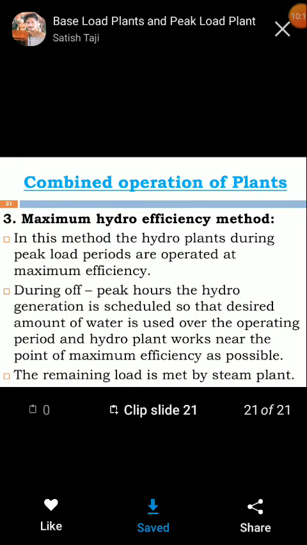Maximum hydro efficiency method. In this method, the hydro plant during peak load periods is operated at maximum efficiency. During off peak hours, the hydro generation is scheduled so that the desired amount of water is used over the operating period, and the hydro plant works near the point of maximum efficiency as possible. The remaining load is met by the steam plant.